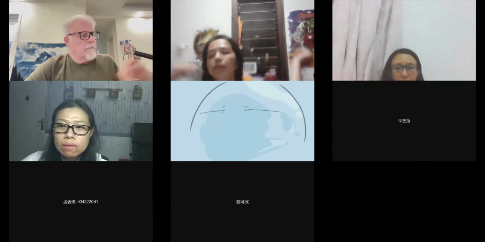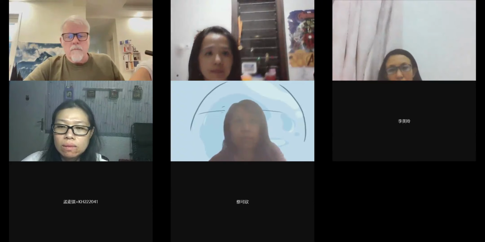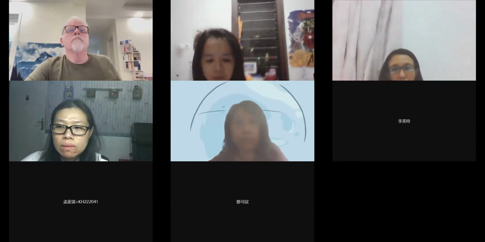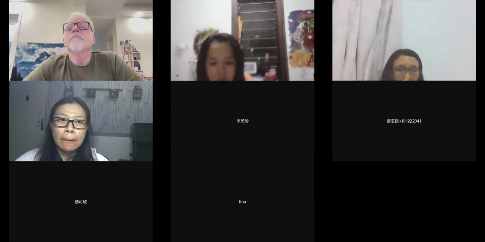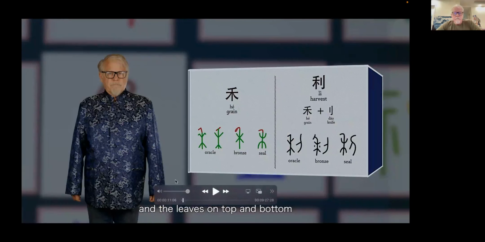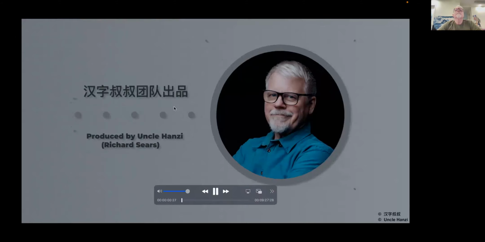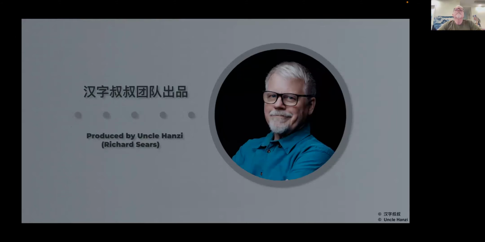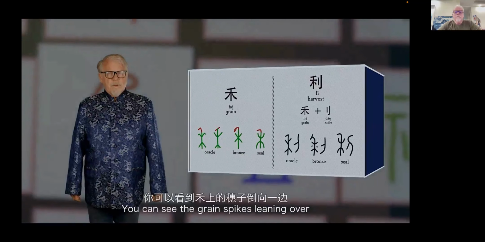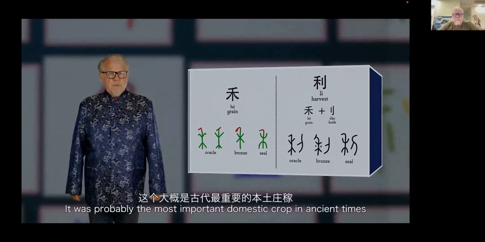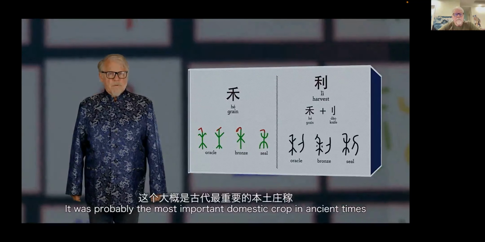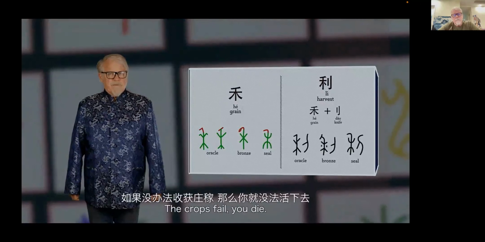Means grain. You can see the grain. You can see the grain spikes leaning over and the leaves on top and on the bottom. It was probably the most important domestic crop in ancient times. It was make or break, do or die for the ancients. The crops fail, you die.